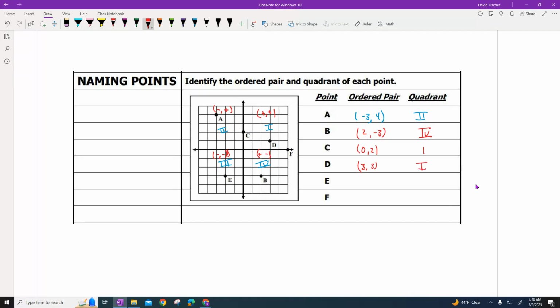Whoops, down here's 1. I didn't do 0, 2. Now when we do 0, 2 here, we say it's on the y-axis. Okay, it's not really in 1 or 2. So what we say is it's on the y-axis. So I kind of missed that one, didn't I?